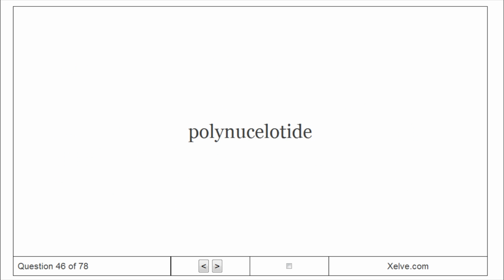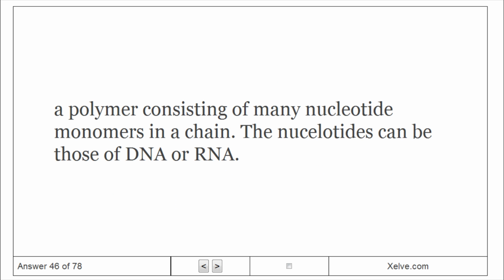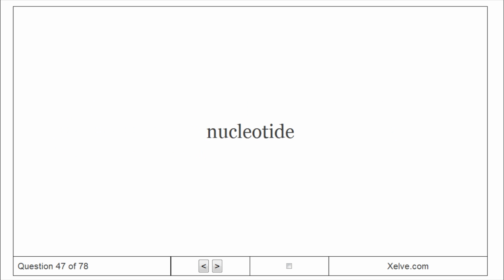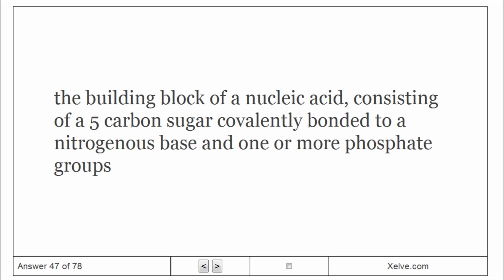Polynucleotide. A polymer consisting of many nucleotide monomers in a chain. The nucleotides can be those of DNA or RNA. Nucleotide. The building block of a nucleic acid, consisting of a 5-carbon sugar covalently bonded to a nitrogenous base and one or more phosphate groups.